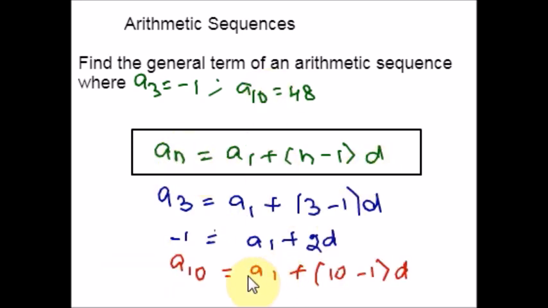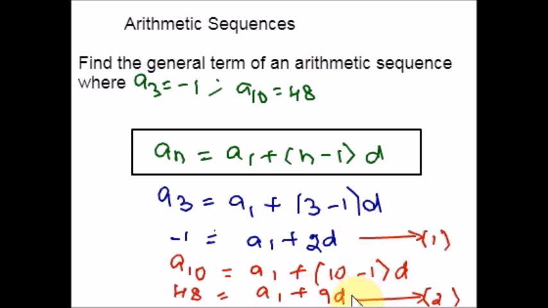So what do we get? 10 minus 1 is 9D. So it means A1 plus 9D on the right side. What is the value for A10? It is given in the question, 48. So 48 is equal to A1 plus 9D. So we have got two equations with two unknowns, A1 and D. You can solve these two equations using the substitution method or elimination method and get two values for A1 and D, as we generally do in linear systems of equations.